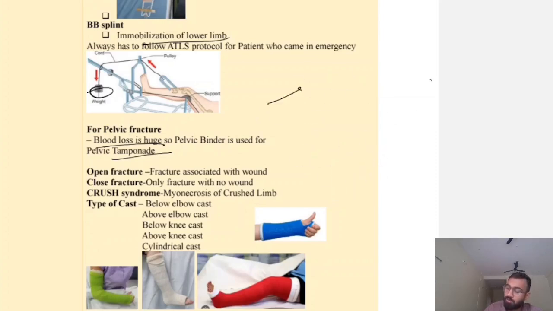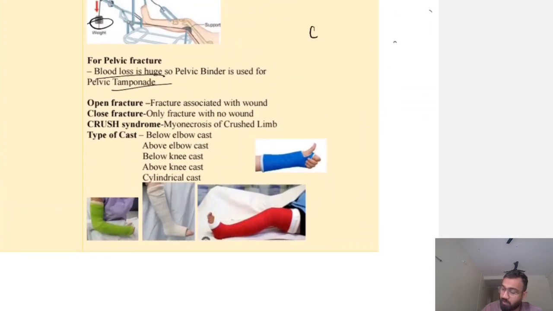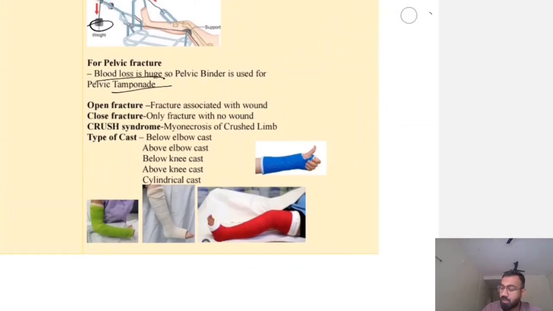Now, what is the concept of open fracture as well as closed fracture? So a patient presents with fracture of femur with no wound over the skin. This fracture is known as closed fracture. Now a patient presents with fracture along with a wound over it. So this is known as open fracture. Okay. Now what is crush syndrome? It is myonecrosis of a crushed limb. A patient presents with crush injury, so there could be myonecrosis. This is known as crush syndrome.